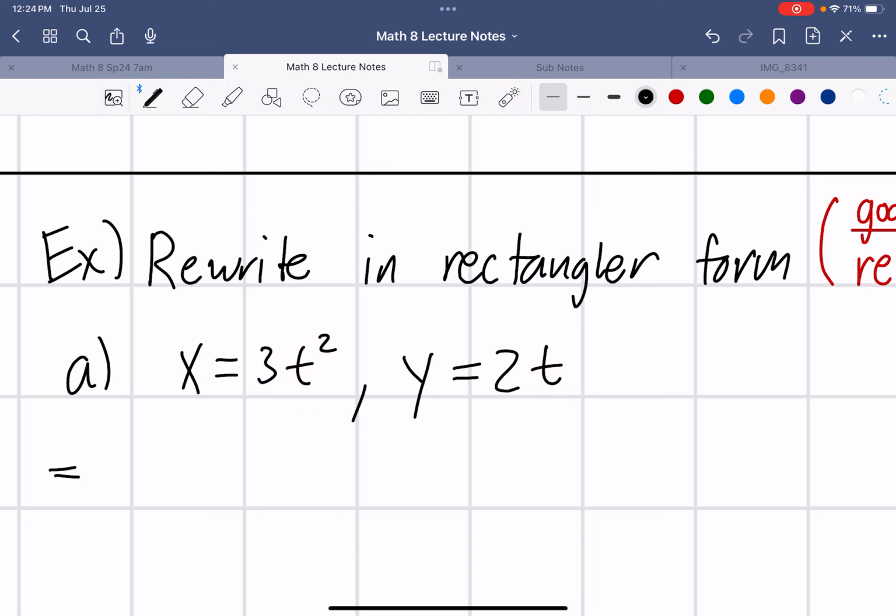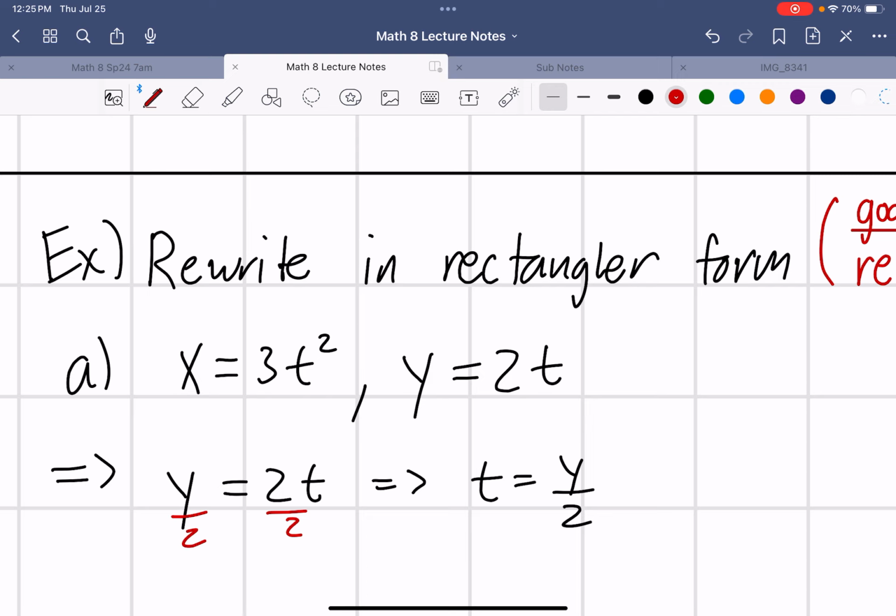So the quickest way is remembering the concept of a system of equations. Remember, if you have two unknown variables, you need two equations. That's when you dealt with systems. So something I can do is take y equals 2t and rewrite it as t is equal to y over 2. And how do I get that? I can divide 2 to both sides of this equation.